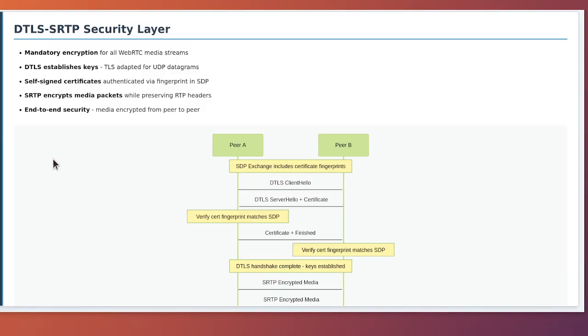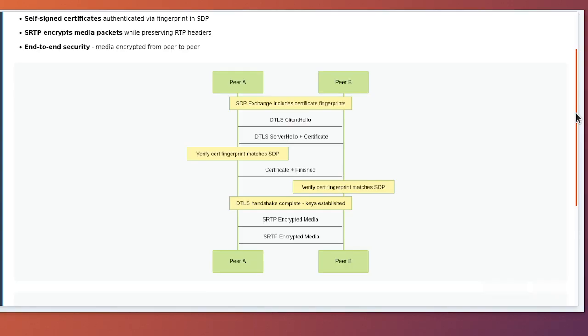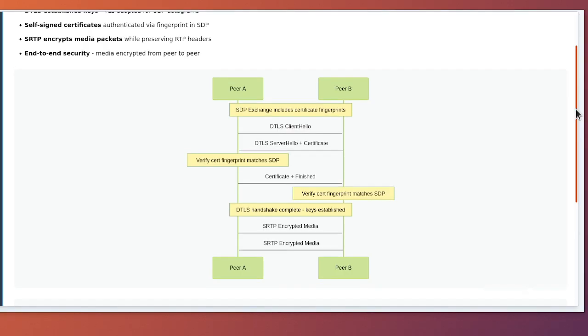transport. DTLS is essentially TLS, adapted for datagram protocols like UDP, while TLS requires a reliable ordered byte stream, like TCP provides. DTLS modifies the protocol to work with packet-based transport, where packets might arrive out of order, be duplicated, or go missing entirely. In WebRTC, DTLS serves two critical purposes.